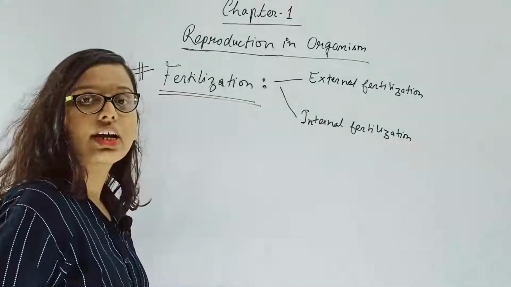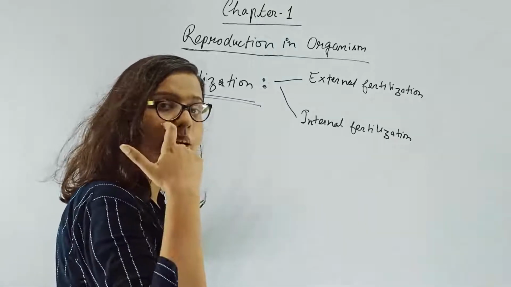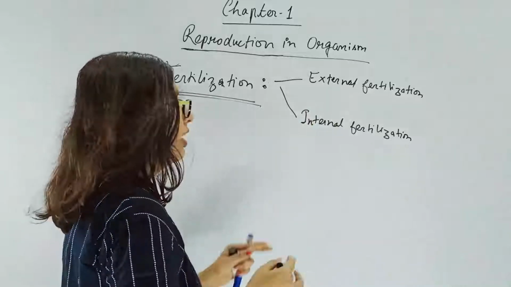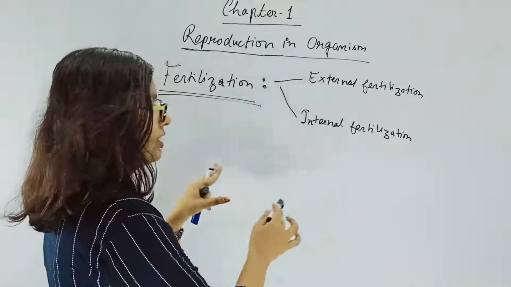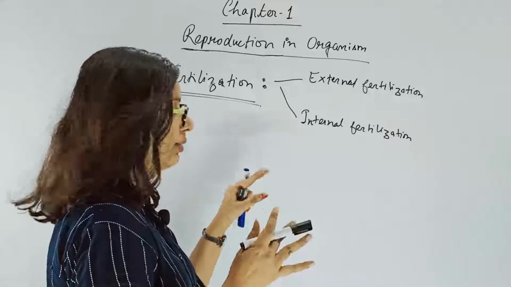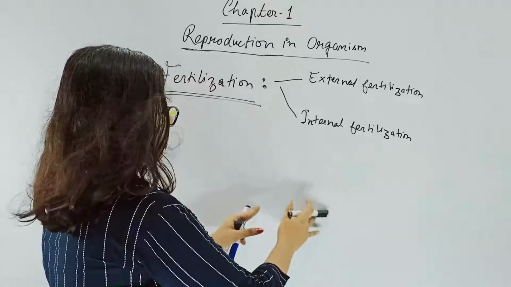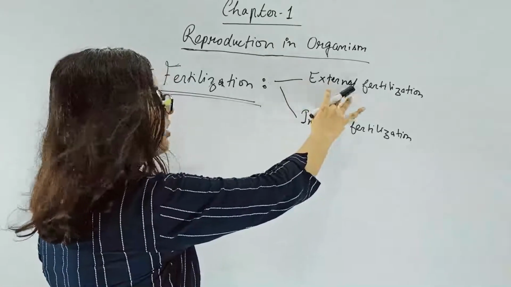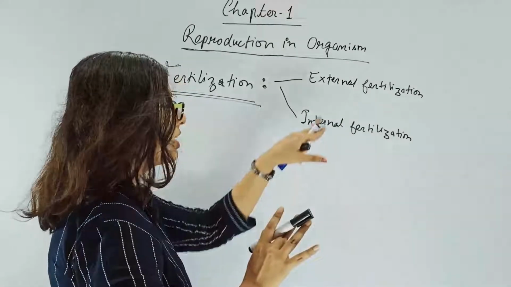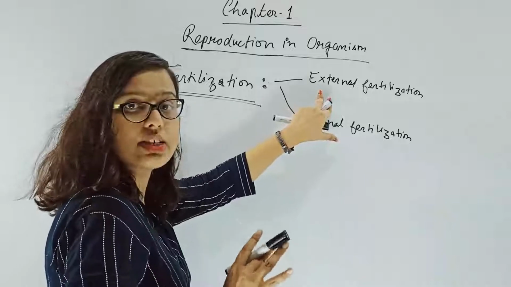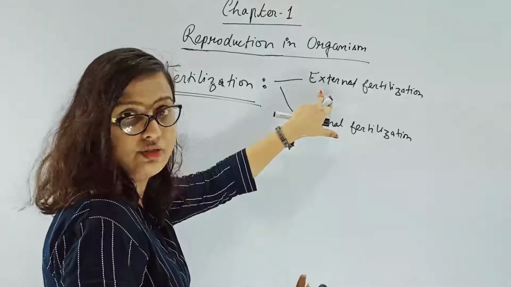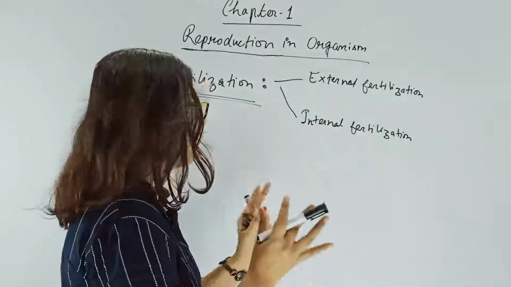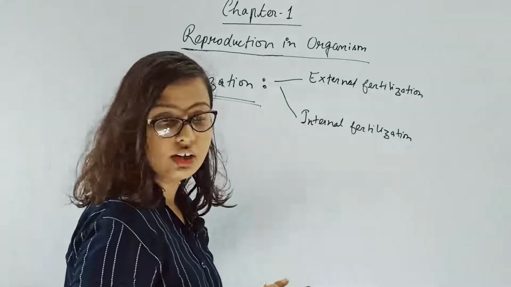External means outside the body, outside of the mother body. The fertilization can occur outside the mother body. I have already given you the example in case of bryophytes. In the bryophytes, the fertilization was occurring in the water medium. So that type of fertilization is the external fertilization. The same external fertilization concept comes in case of fishes and amphibians. There also the two types of gametes are discharged into a common medium, and fertilization happens in that particular common medium.